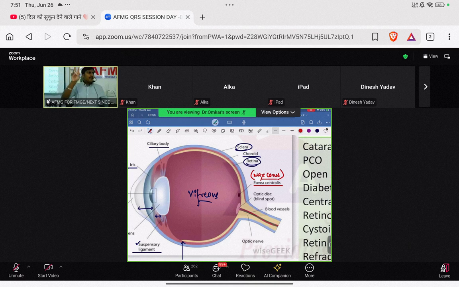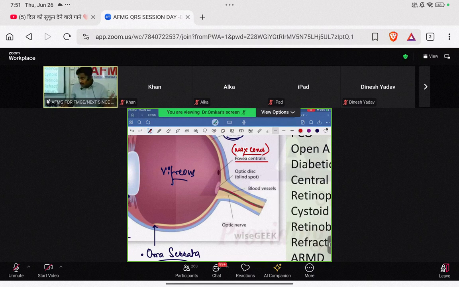Which cranial nerve is responsible for vision? The second cranial nerve known as optic nerve is responsible for vision बच्चे. अब हमें पता है retina से optic nerve is going to start. So the visible part of optic nerve on the retina will be called as optic disc. तो optic nerve का जो हिस्सा retina पे होता है बेटा, that is called as optic disc.